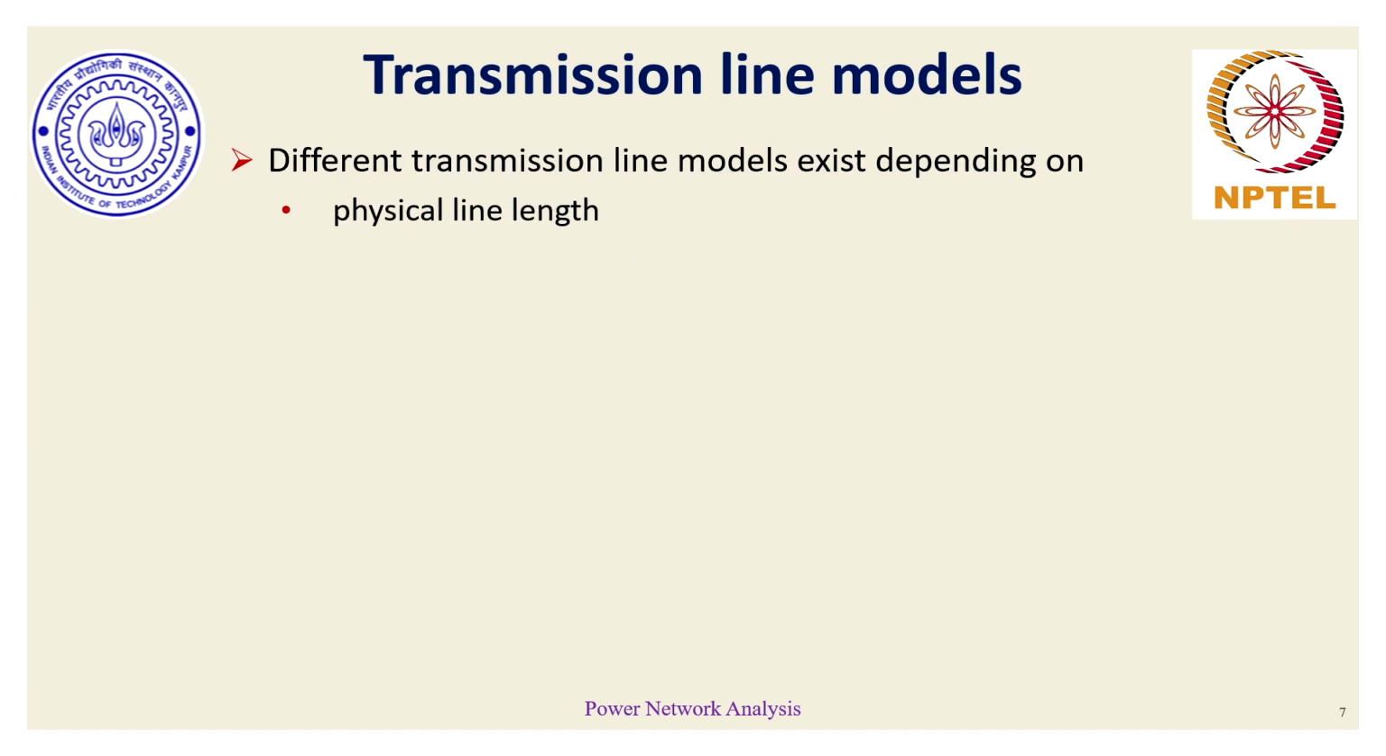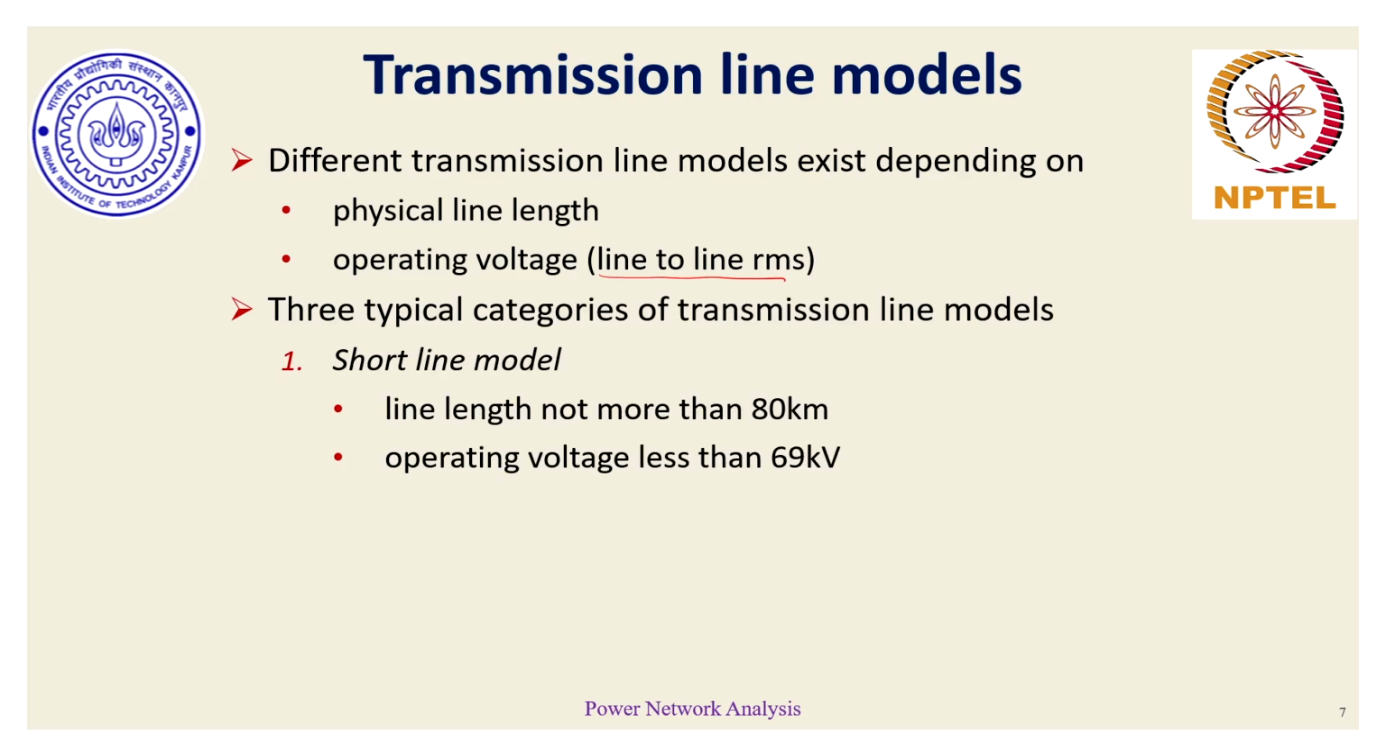So in context of transmission line models, there are different types of models that can come up. These mostly depend on the physical line length, whether the line length is of a few miles or a few thousands of miles, and also the operating voltage, whether it is a distribution line, a subtransmission level line or a transmission level line. And by operating voltage, I would specifically mean the line-to-line RMS. So typically in the literature of power networks, there are three such typical categories or models of transmission lines.